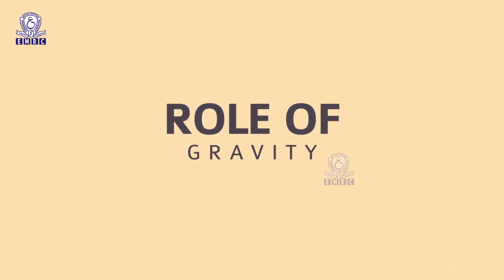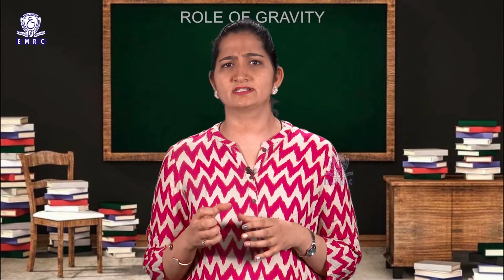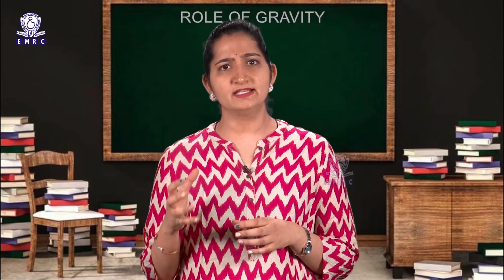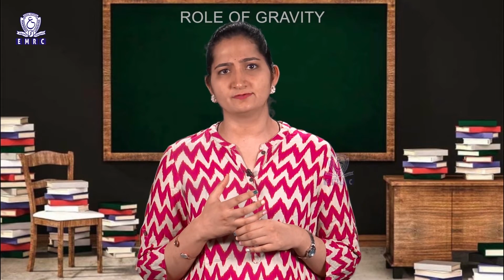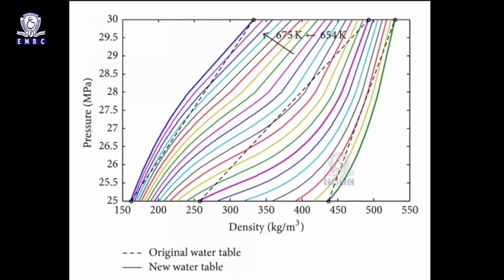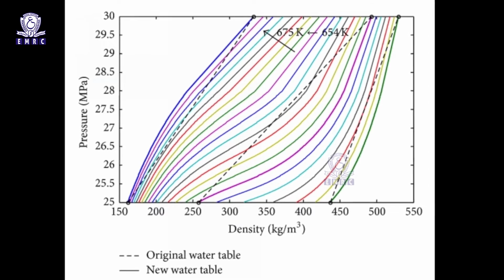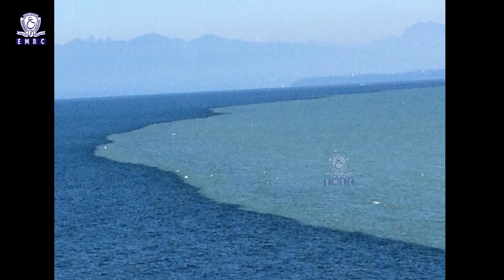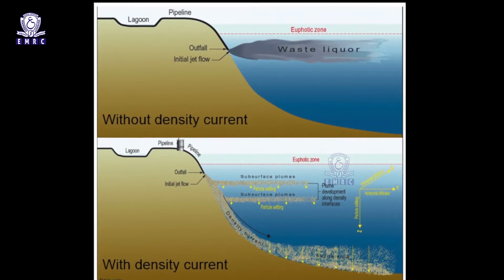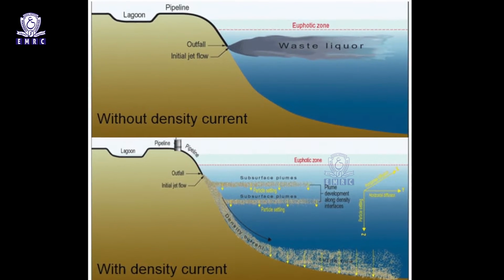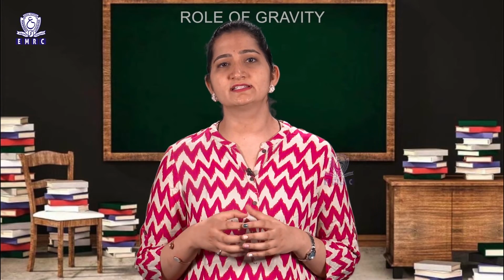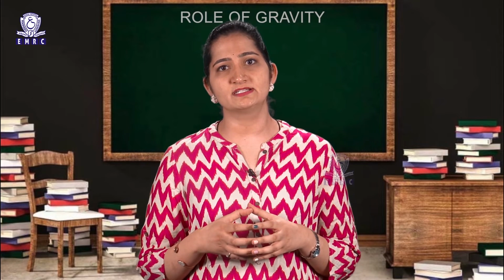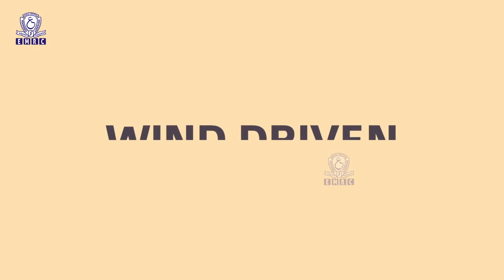Role of gravity. Density currents are driven by gravity. Density differences in a fluid in a gravitational field lead to pressure differences that drive the flow. The density currents are created due to variation in the density of water. The more dense saline water normally starts flowing under the less dense water. This is called a density current. It is mainly driven by difference in densities between the two water masses. These flows are a few centimeters per second or less.